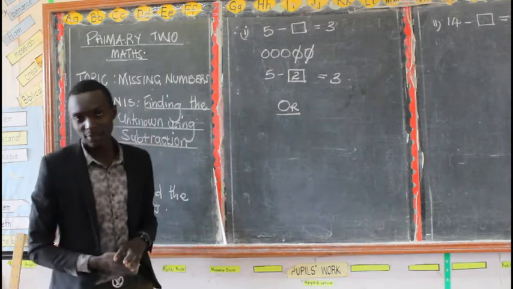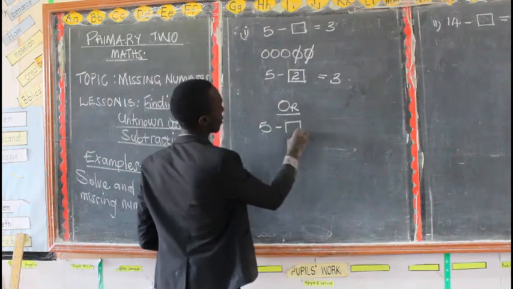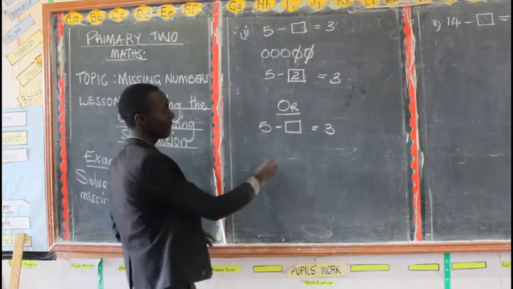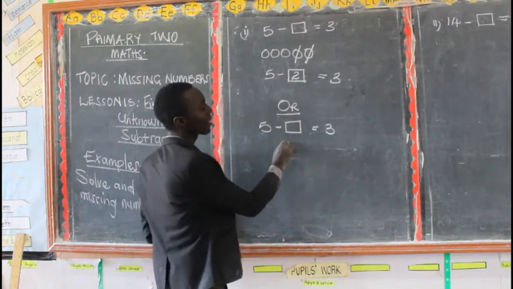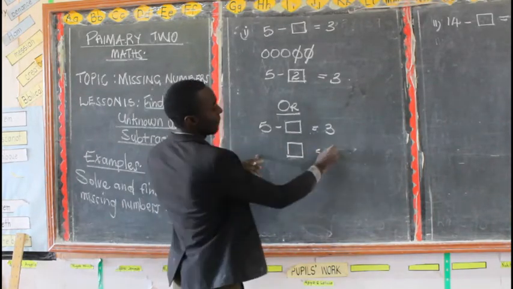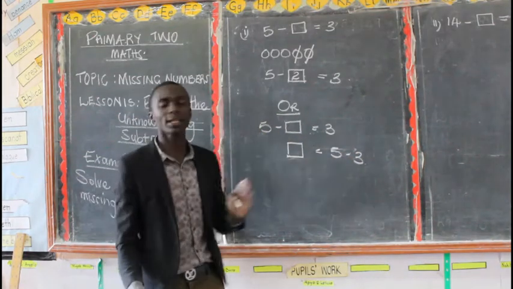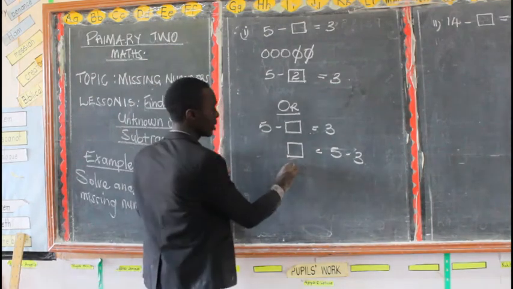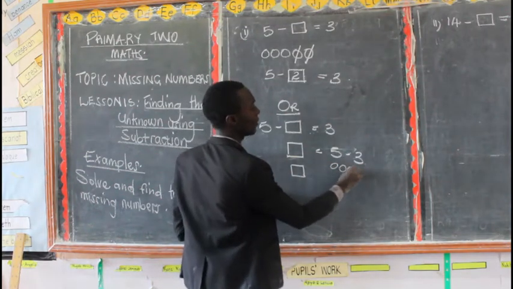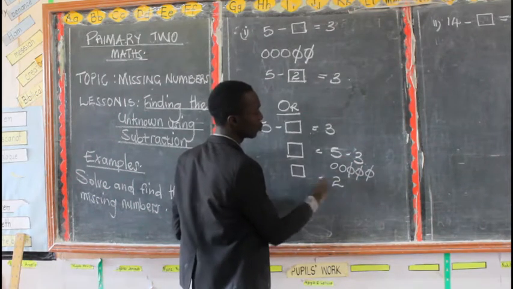Or I can give you another method. Another method is that 5 minus a box, you get 3. So therefore, my box will be equal to this 5 minus this 3. That's as simple as that. So my box will be equal to 5 minus 3. 1, 2, 3, 4, 5, subtract 1, 2, 3. My box will be equal to 2.